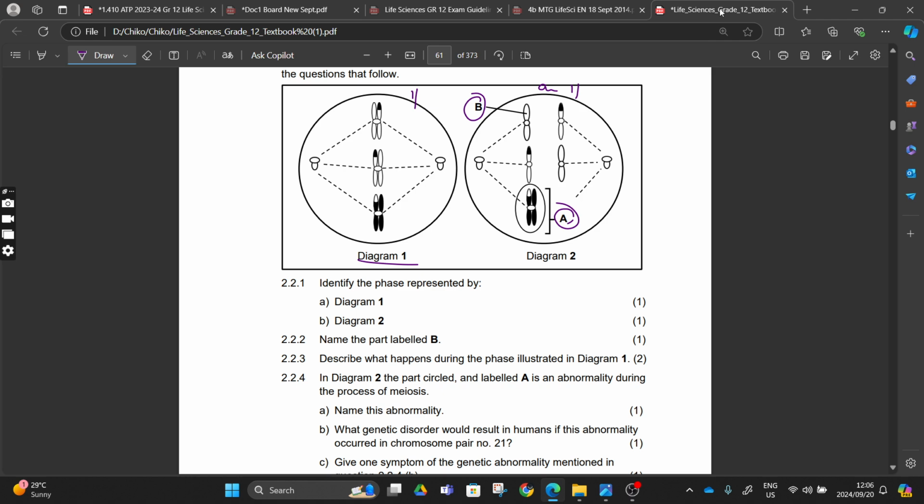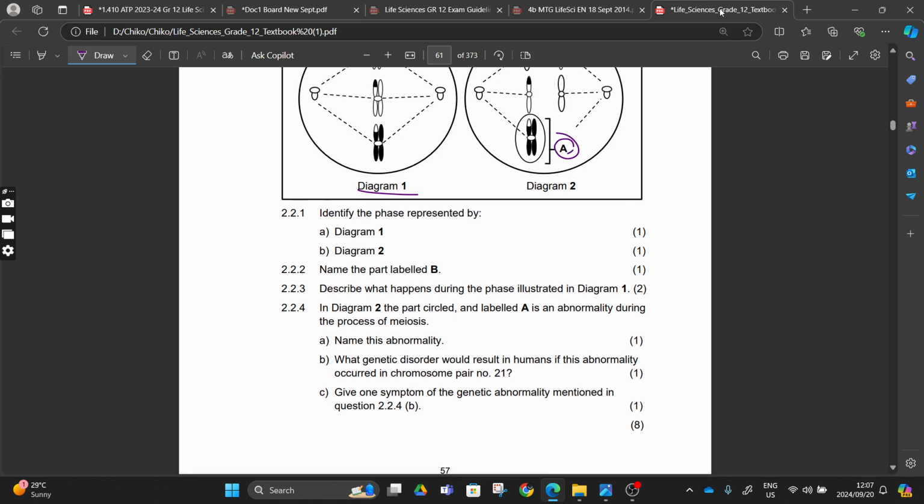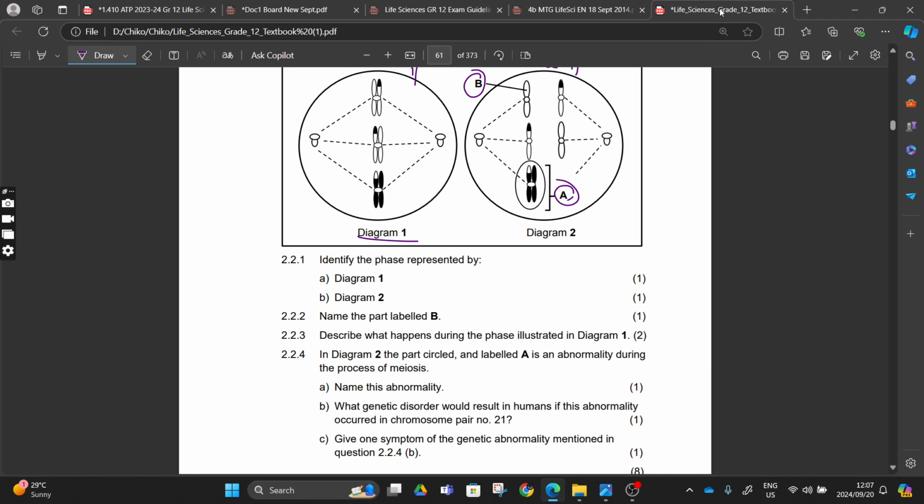Describe what happens during the phase illustrated in diagram number 1. What happens during metaphase? The chromosomes are going to align here, and the spindle fibers are going to attach to the centromere, something like that, in between. In diagram 2, the part labeled A is abnormal during the process of meiosis. Name the abnormality: Down syndrome, right?